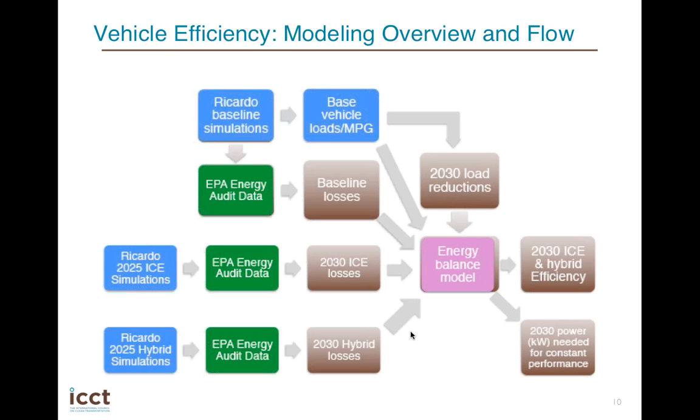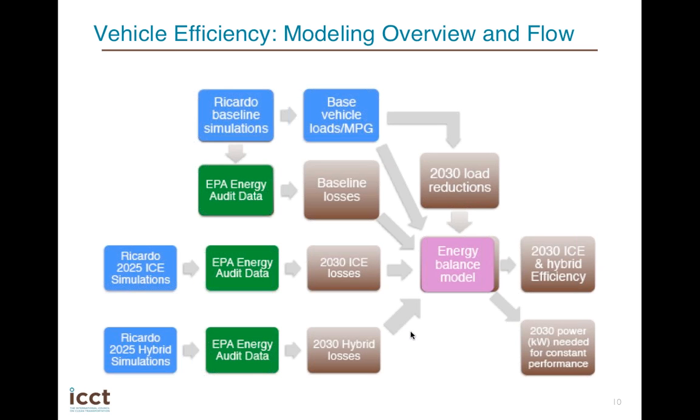So this is kind of a flow chart for how we assess the efficiency side. I'll talk about cost later. So for the efficiency side, for ICEs and hybrids, we started with some simulations that Ricardo did for the 2025 rulemaking under contract to EPA. From these, EPA created what they called an energy audit from the Ricardo simulations, where they collected the results in the simulations into discrete categories of losses and efficiencies.